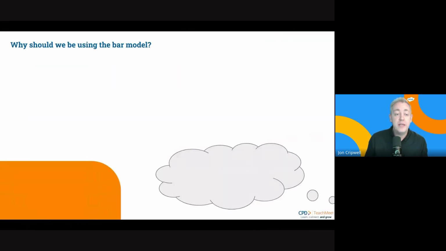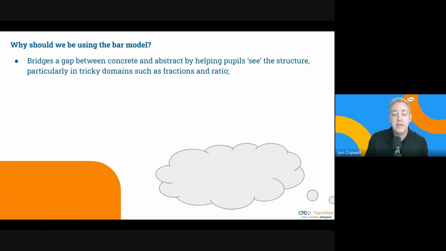So why should we be using the bar model? I've probably already touched on a little bit of this, but it bridges the gap between concrete and abstract by helping pupils to see the structure, particularly in tricky domains such as fractions and ratio, which are by their nature much more abstract than, say, addition or multiplication or subtraction, where we can see things being taken away or added much more easily. Fractions can remain a little bit of a mystery, really. And I would suggest that bar models are one way to help pupils really see what's happening in the maths with their use alongside fractions and ratio.